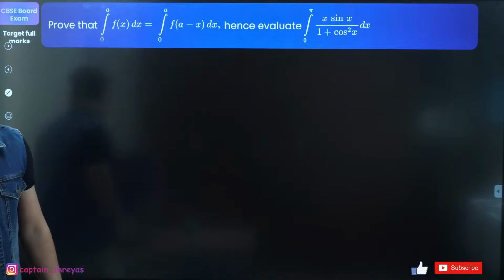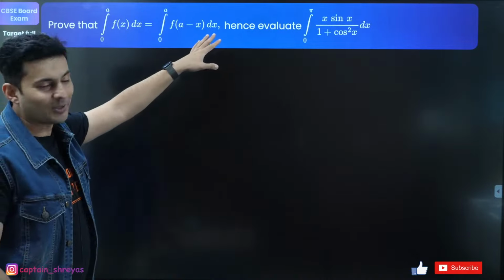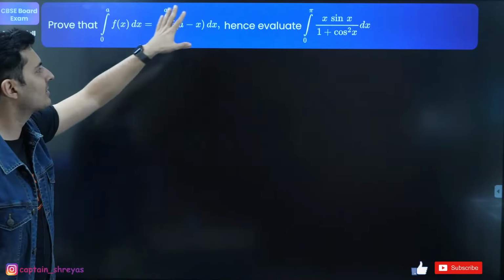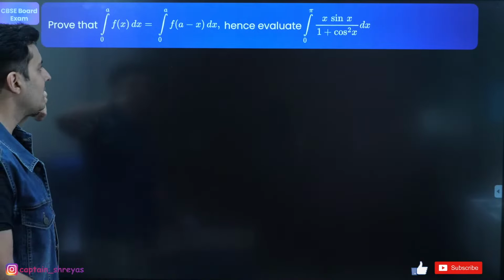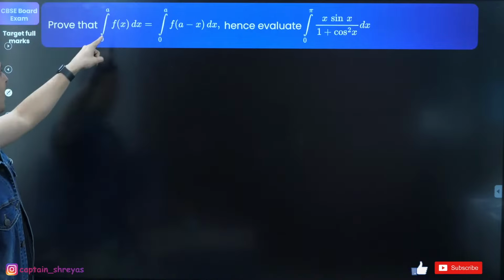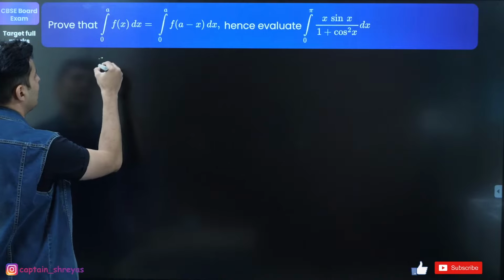Okay. Let's move on now. Prove that this is this. Another proof. And after that, evaluate this. So using this theorem, we'll basically apply that in this particular integral of definite integration. Now, in order to prove this, the standard method is to just substitute.